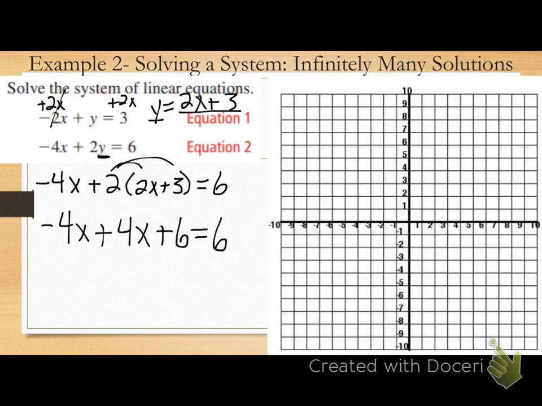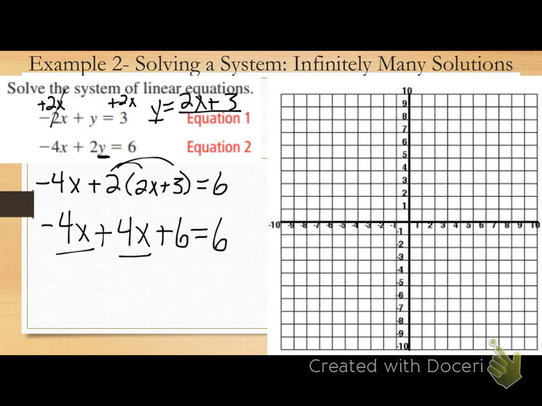Next step. Wait, how did you get negative 4x plus 4x? So when I plugged in, I rewrote this equation. Negative 4x plus 2, take the y out, put this in its place, equals 6. Distribute here. I still have this negative 4x. 2 times 2x gives me the positive 4x. 2 times 3 gives me this plus 6. I still had equals 6. Does that make sense? Yeah, that makes sense. Okay.